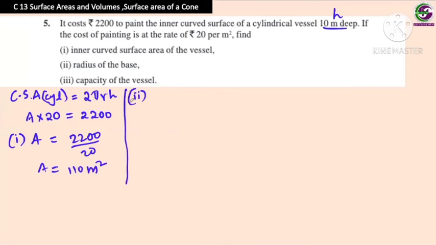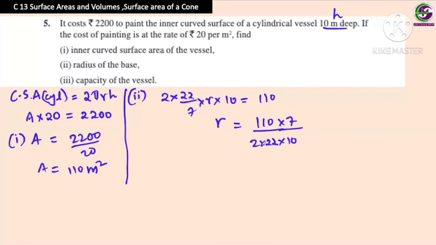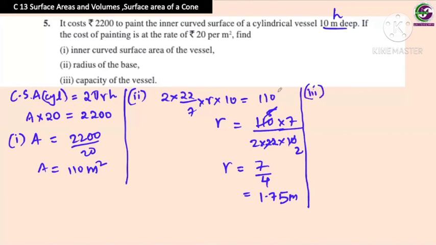To find the radius, we can just apply the rule for curved surface area of a cylinder, which is 2 pi r h. 2 times 22 by 7 multiplied by radius times the height is 10 and total area is 110. 110 divided by 2 times 22 times 10, and 7 will stay up. This will be 5. So 7 by 4. Radius is 7 by 4, which is 1.75 meters.